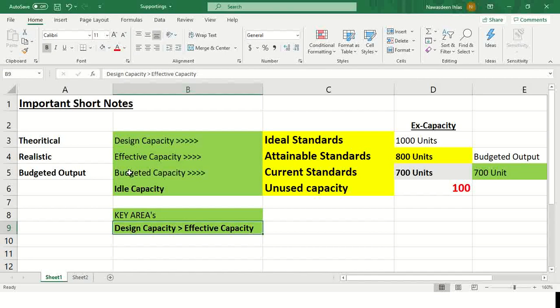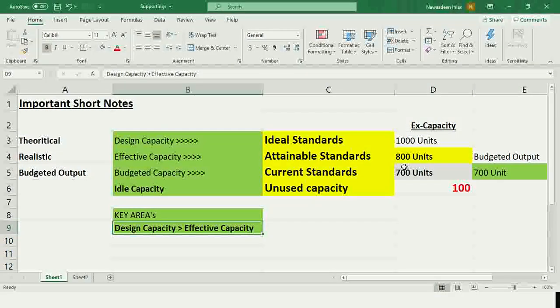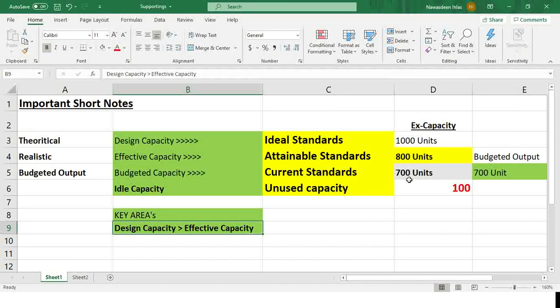So if budgeted capacity is more than effective capacity, say budget is 900 units, which means we can only produce 800 units. The remaining 100 units we can't produce. So at that point there won't be any idle capacity, there will be a shortage. So we want to address that shortage. We want to sort out how we are going to enhance our capacity.